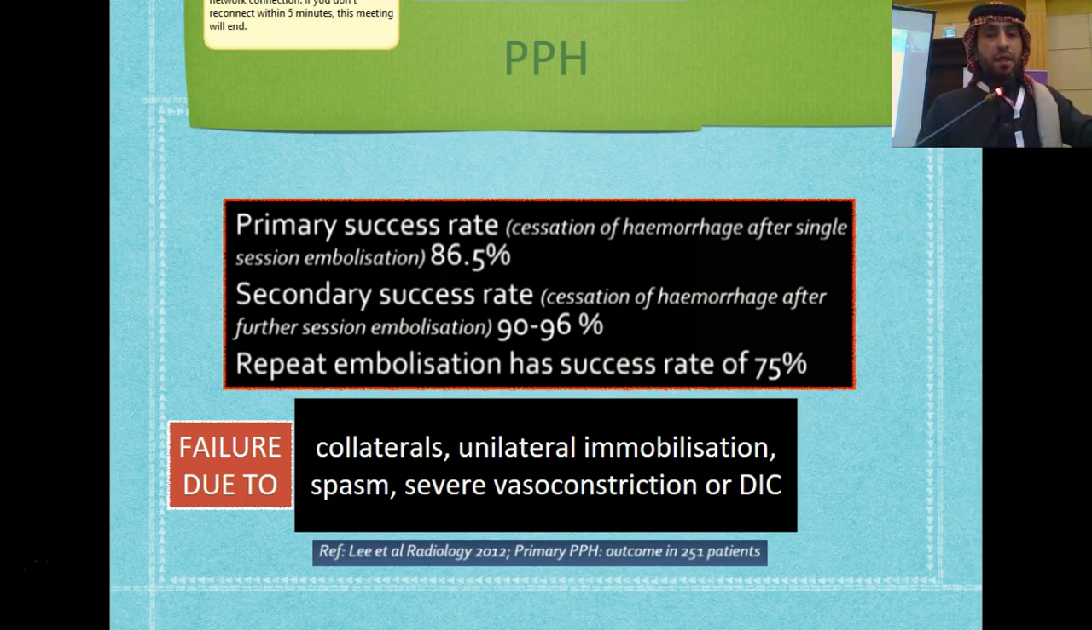But if the patient has an injury, this is a different story. If the patient is stable, why do we sometimes fail to control bleeding? If there are collaterals, if there is unilateral embolization, if there is a spasm. Sometimes technically we could get a spasm. We like to receive the patient before the stage of DIC. If the patient is severely hypovolemic, the artery will go into severe spasm, so our failure rate might increase.